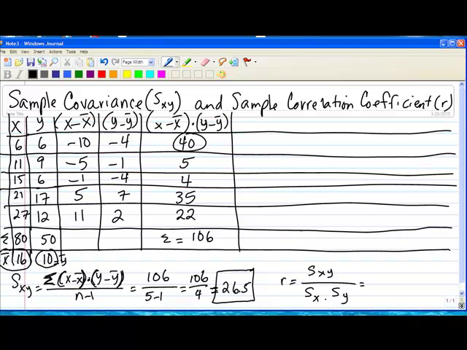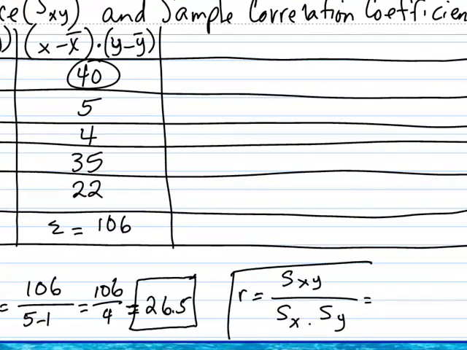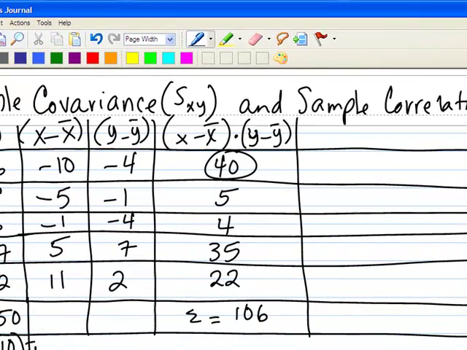Now we continue on and use the sample covariance in computing R, or the correlation coefficient, for the sample. The formula is given to you right here using your textbook. So we can see that we've computed the covariance, which is 26.5, but now in the denominator we need to compute the standard deviation of x and the standard deviation of y. So we continue to compute the standard deviation of x. We need x minus x bar squared.